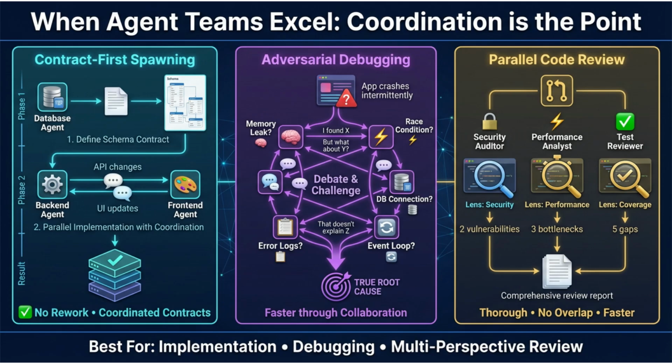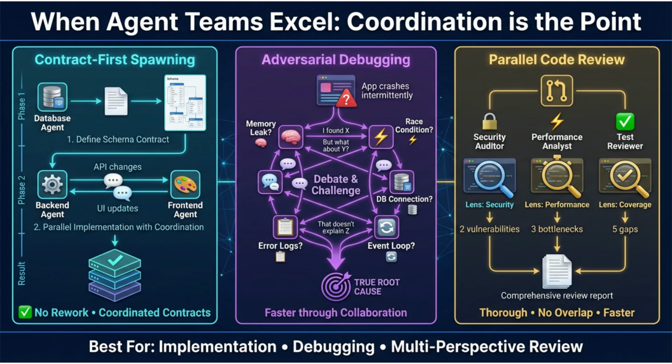They work simultaneously. Backend messages frontend directly. Changed endpoint structure for token purchases. Here's the new contract. Frontend gets it mid-implementation and adjusts. No intermediary, no waiting.